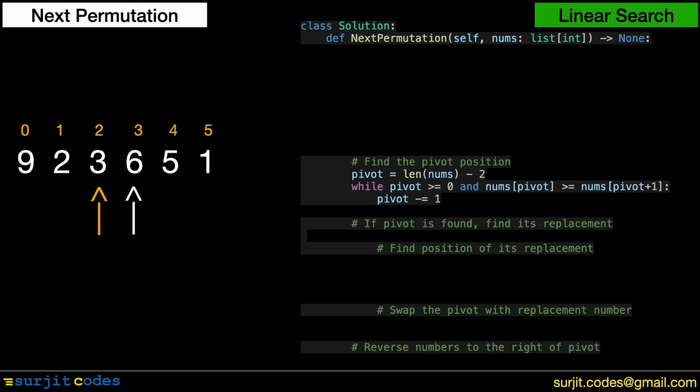Now we check if 3 is smaller than 6. Yes, it is. So now we have found our pivot position, which points to 3, and we come out of the loop.